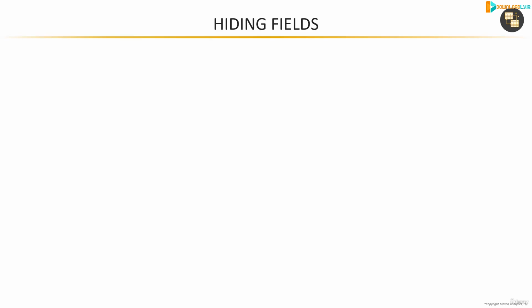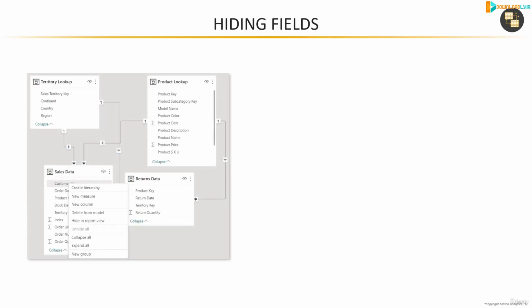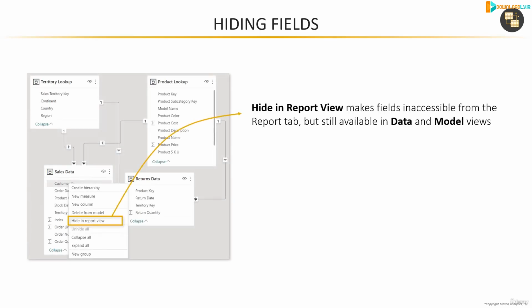that risk. And one good example of that is hiding fields from report view. So the Hide in Report View option essentially makes fields inaccessible from the report tab, but they remain available in both the data and the model views. So you're not actually deleting anything, it's not an irreversible decision, it's really just designed to prevent users from filtering on incorrect fields inside of their reports.